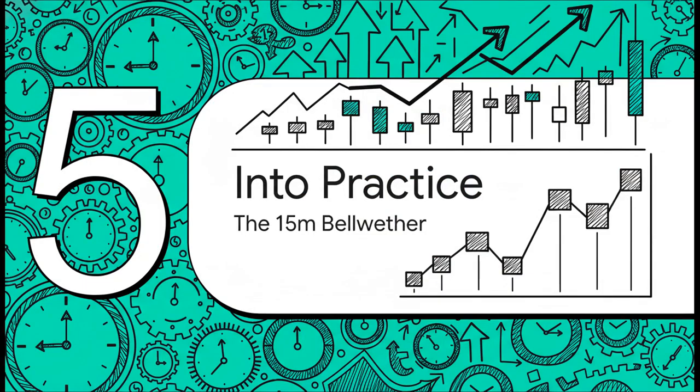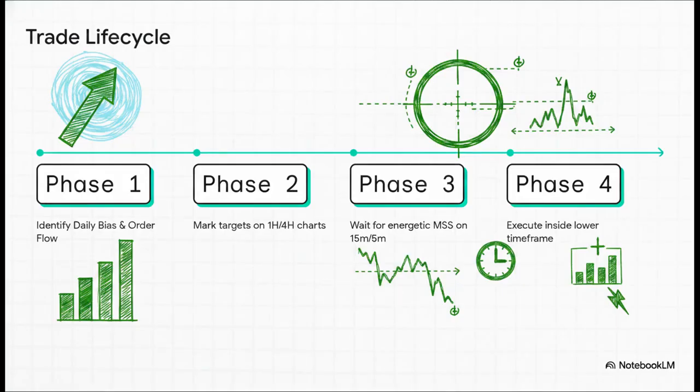All right, let's put it all into practice and see how we navigate the 15-minute bellwether chart on a day-to-day basis. This timeline represents the true life cycle of an institutional-grade trade. Phase 1, get your bearings and establish your bias on the daily chart. Phase 2, map your specific targets on the 4-hour or 1-hour. Phase 3, and this is where most people lose their patience, but you won't, wait for the smaller timeframes to fall into subordination via a market structure shift. And finally, Phase 4, when the alignment is perfect, you strike with absolute precision inside a lower timeframe fair value gap.